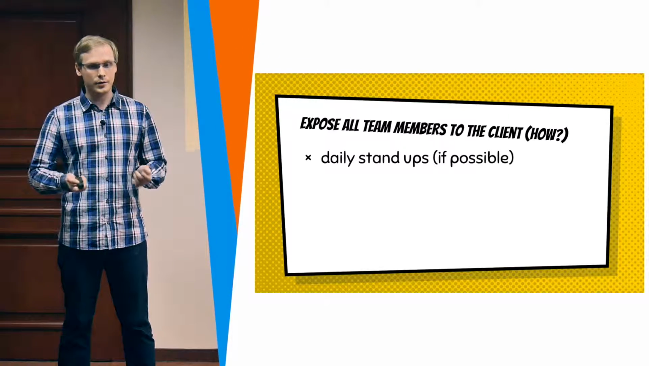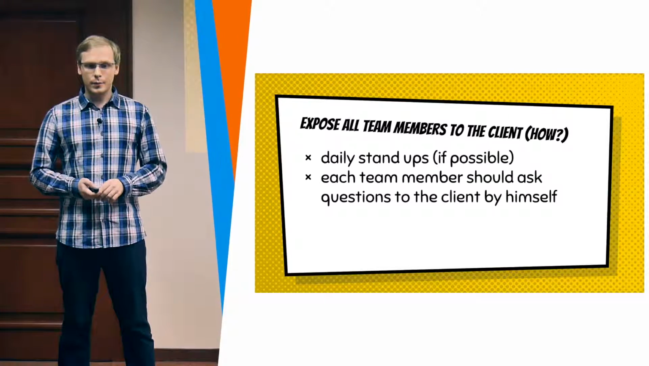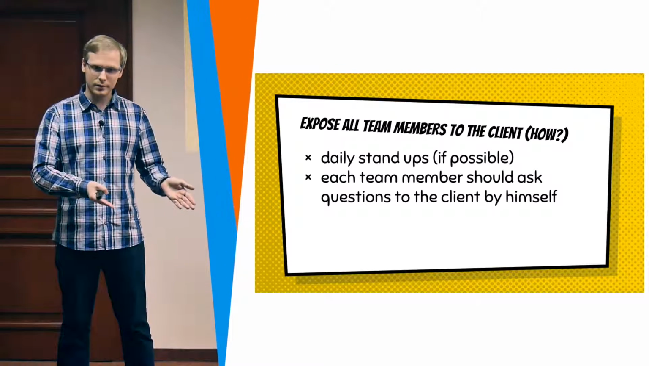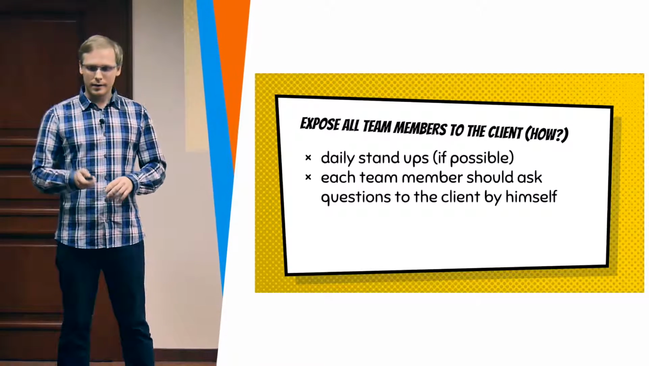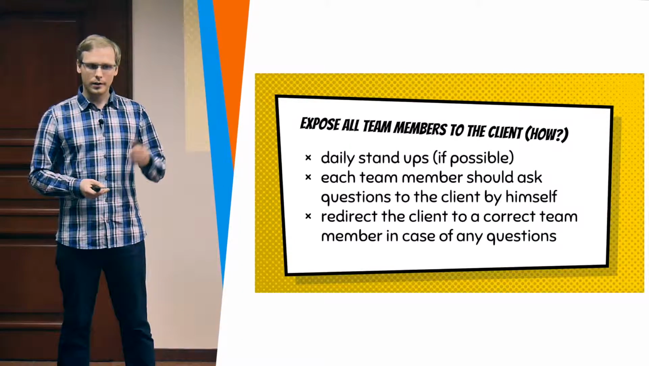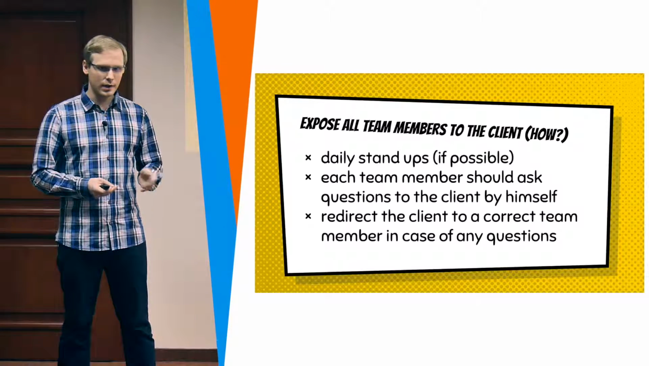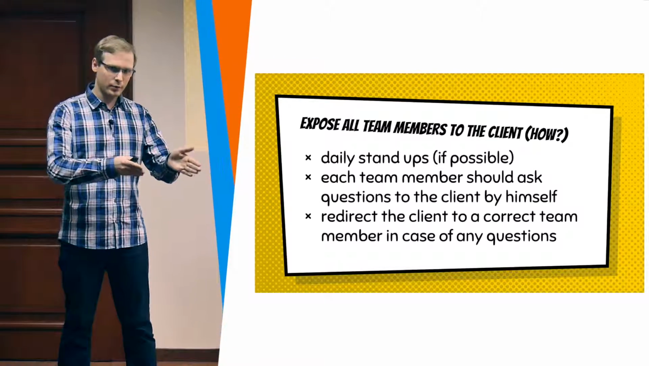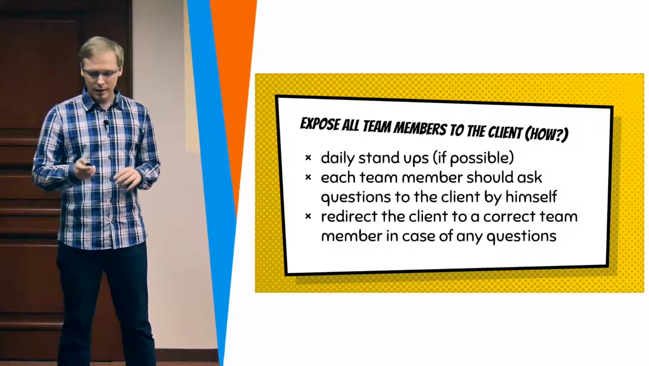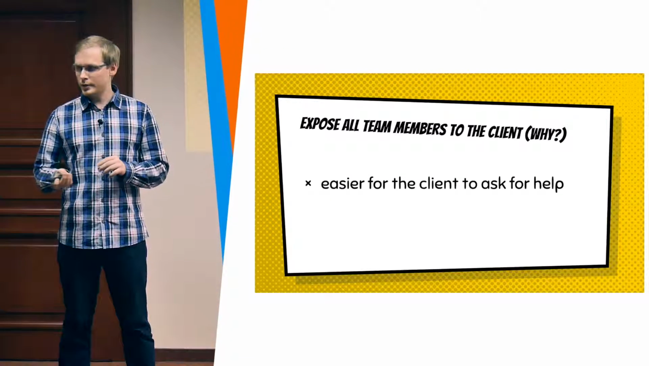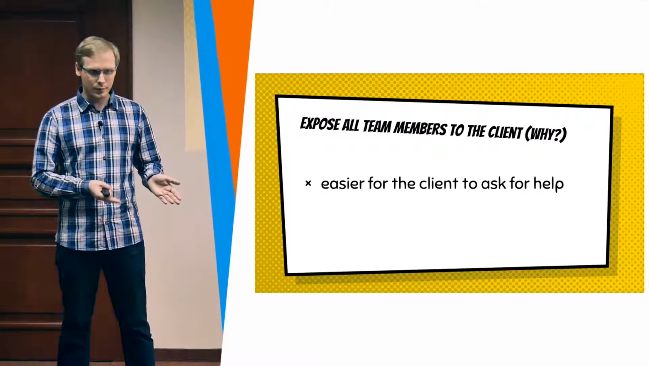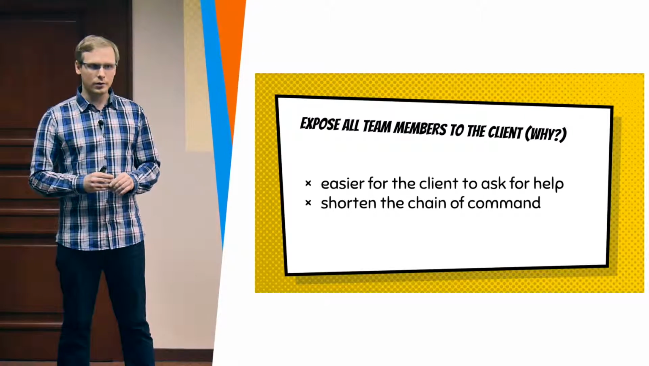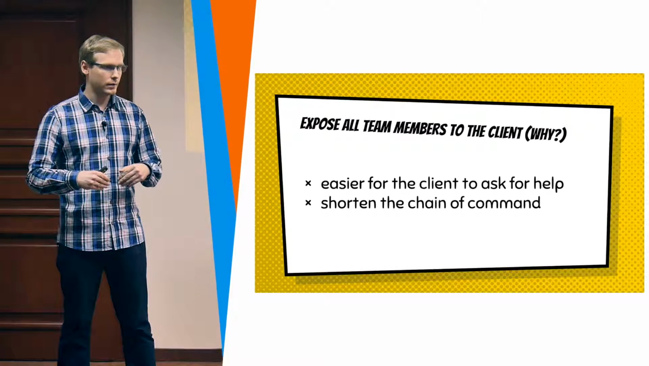So if we have a situation that is different, then I believe you should ask your teammates to ask a question to the client, not to you, just to the client, and in the opposite way. So if the client has a question and you know that, for example, Pavel is doing something with this feature, redirect it to him. They should talk to each other, and this is important because in that case it will be easier for the client to ask for help because he knows all the team, and it will shorten the chain of command. Not everything should go through the lead, okay?